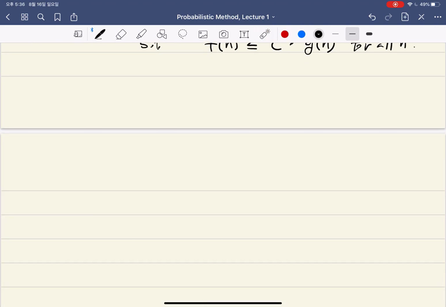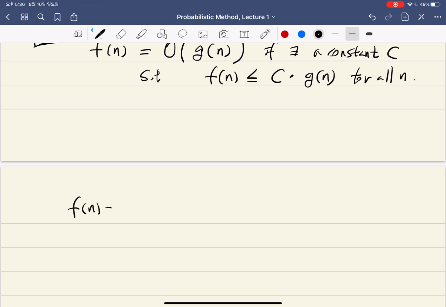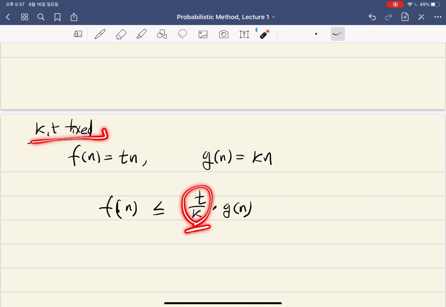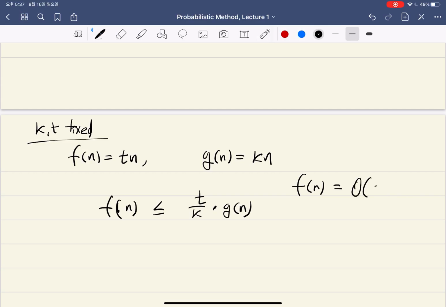So for example, if we say that f(n) is n and g(n) is, say, k·n, and this is t·n for fixed k and t, then we know that f(n) is at most a constant times g(n), and once these are fixed, this is just a constant, so we write that f(n) is big O of g(n).